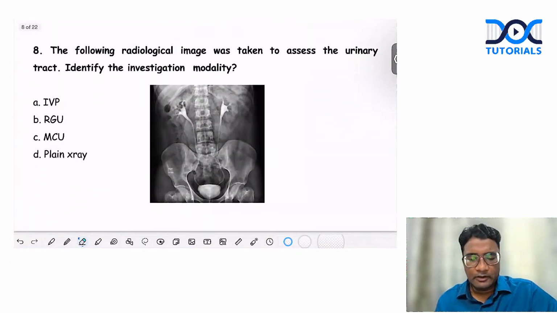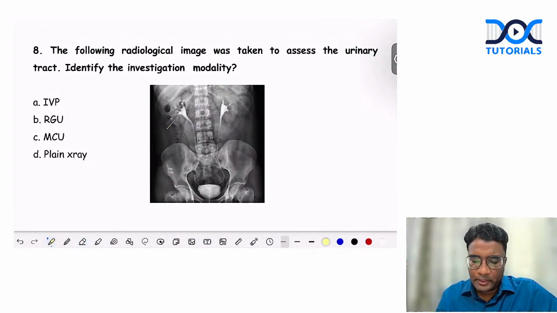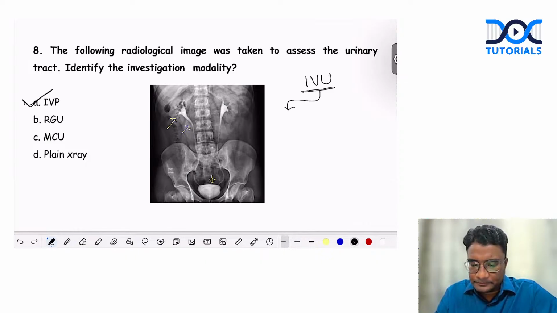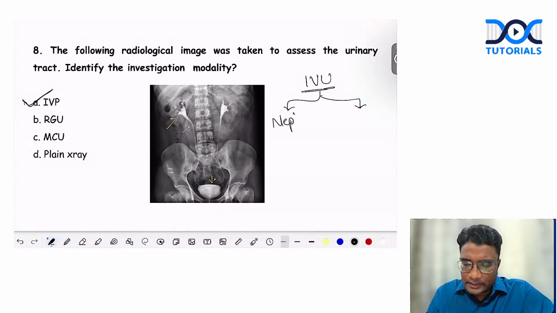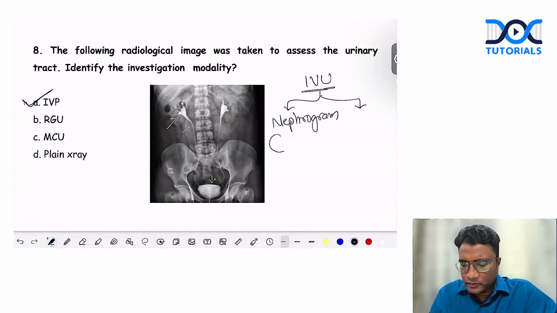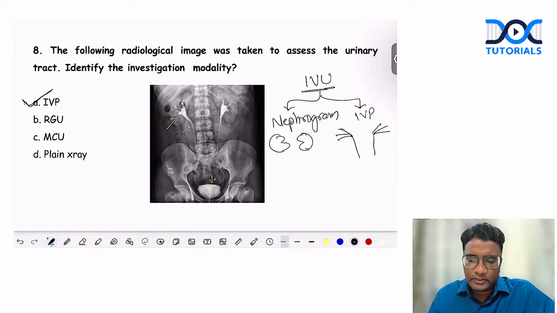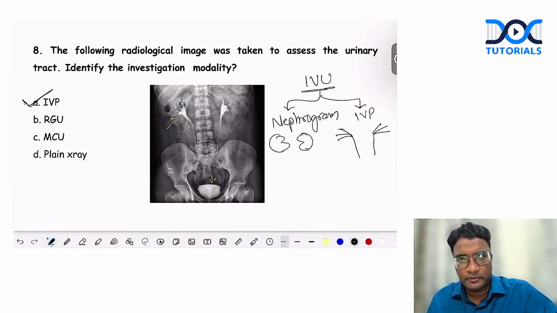Next, a simple question. They asked you to identify the radiological investigation where the contrast was coming into the kidneys and excreted into the ureter, reaching the bladder. So you are seeing an intravenous pyelography image, right? So intravenous pyelography or intravenous urography image. Intravenous urography has two stages. You will see initially when the contrast goes into the kidney, the nephrogram stage. And once it comes into the pelvicalyceal system, this is called the pyelogram stage, right? So intravenous urography has nephrogram and pyelogram stages.